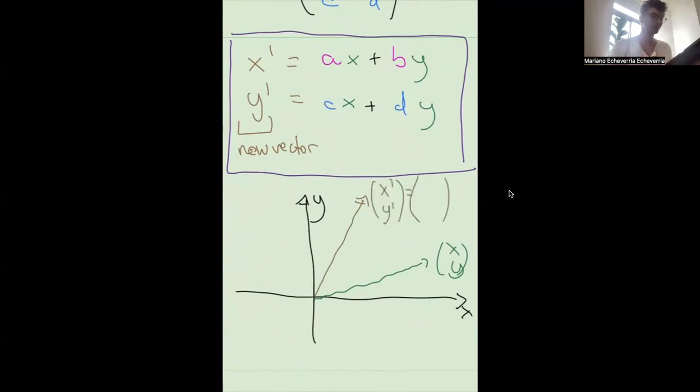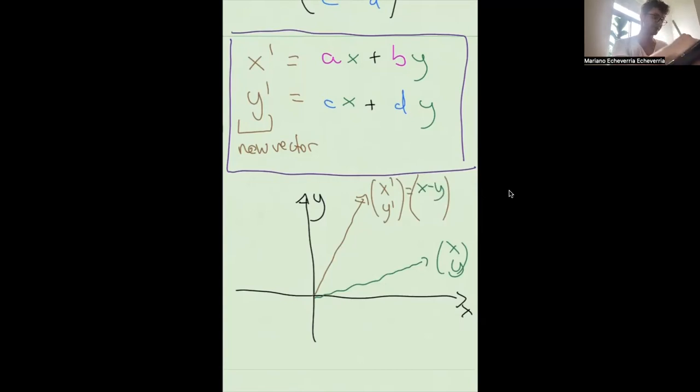And what is this new vector going to be? Well, it's going to be very easy. The first entry of this new vector is going to be the difference between the entries of the original vector. So it's going to be x minus y. And the second entry of the new vector is going to be the sum of the entries of the original vector. So it's going to be x plus y.